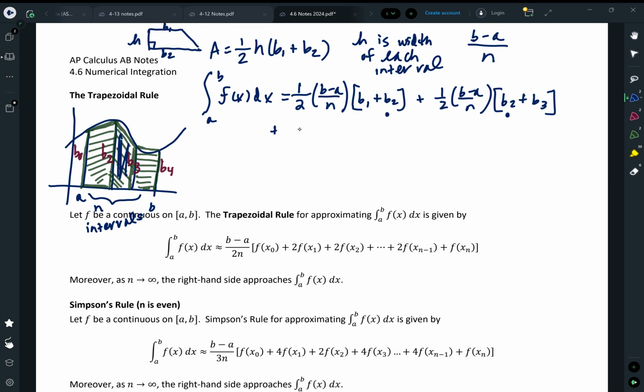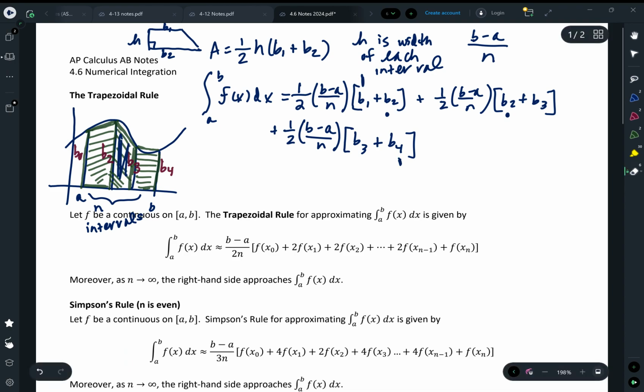For my last trapezoid, I would have 1/2 and then b minus a over n. I know you're thinking I could just put a 3 in there, but I'm trying to keep it a little more general. Then for my last trapezoid, I would have b3 plus b4. Again, I used b3 more than one time. The ends of those trapezoids, b1 and b4, I only have one time, but all my other letters in between, I'm going to be using multiple times.